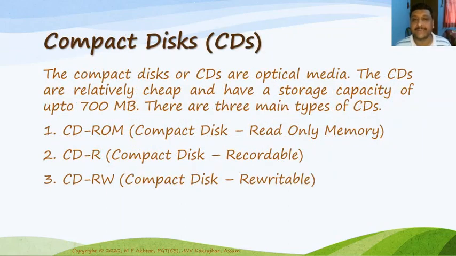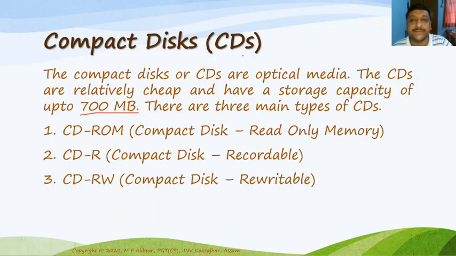Now see compact disc, CD. We all have a look at the CD, how it looks. We all know about CD, that is compact disc. Compact discs or CDs are optical media. Why is it known as optical media? Because it is read or written using a beam of light. CDs are relatively cheap and have a storage capacity of up to 700 MB.